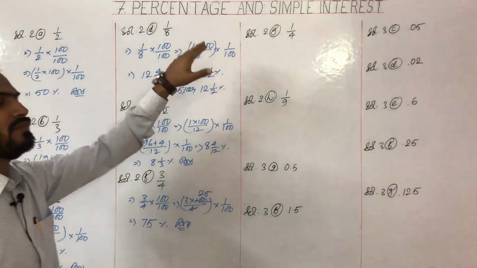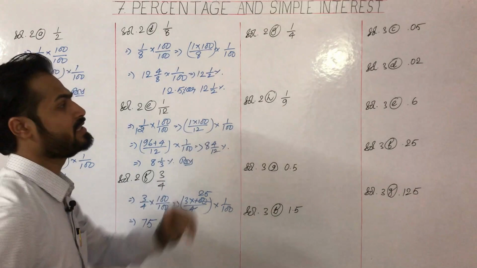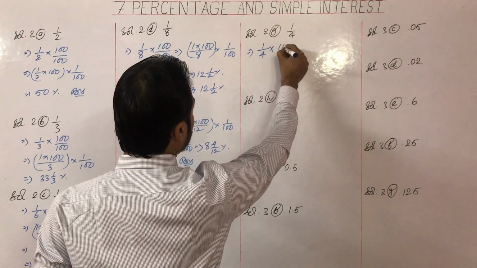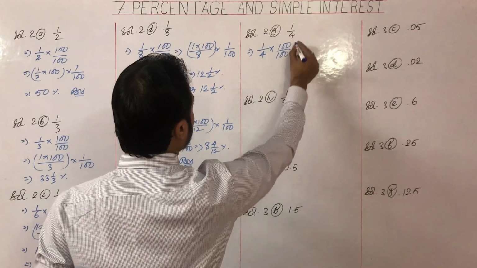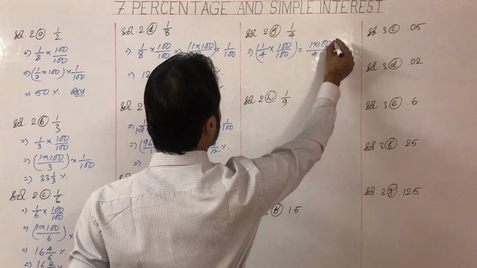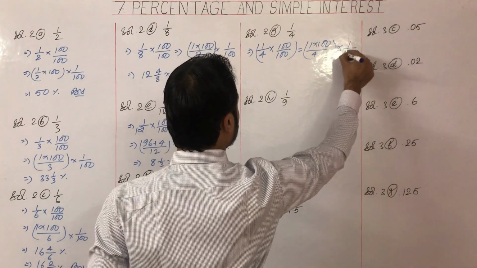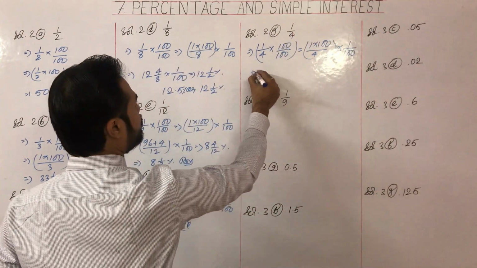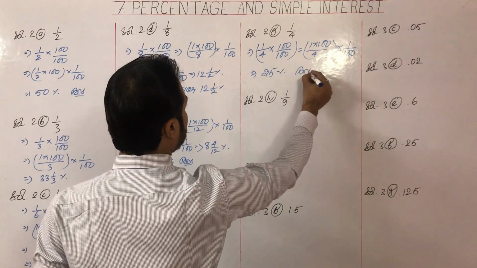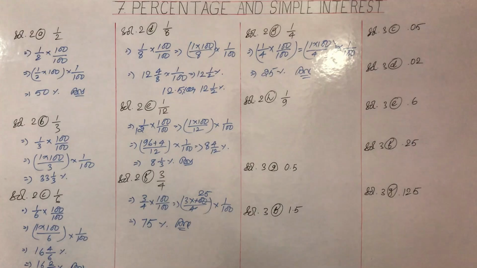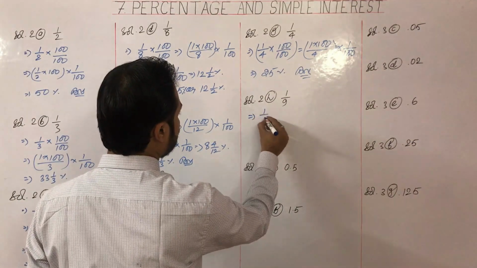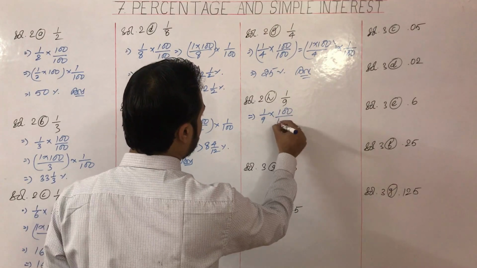Similarly, 1 by 4. 1 by 4 of 100 is 25. But we have to check by the process. So write 1 into 100 by 4 into 1 by 100. Then 100 by 4 is 25, yes, and 1 by 100 becomes percent sign. So 25%. Last, 1 by 9. So 1 by 9 into 100 by 100.